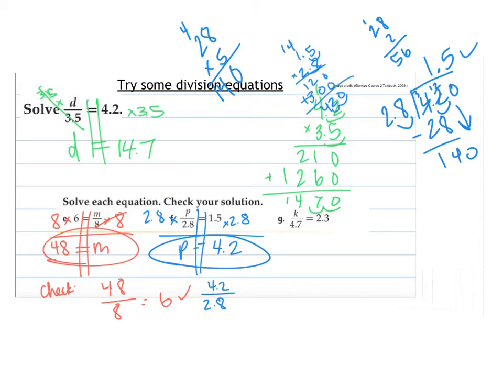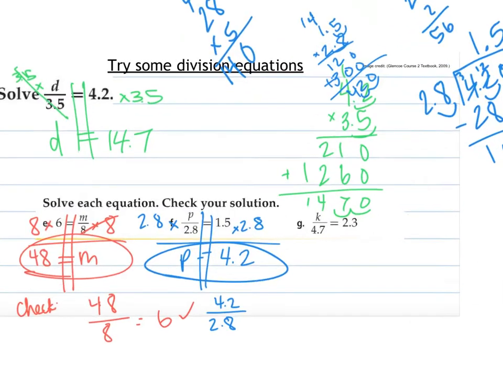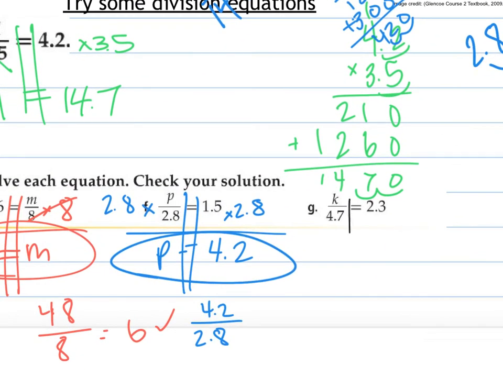Okay. Next one, k divided by 4.7 equals 2.3. Train tracks. Now, since we are dividing, we do the opposite, which is multiplication. So we are going to multiply both sides by 4.7. Those cancel. K equals.